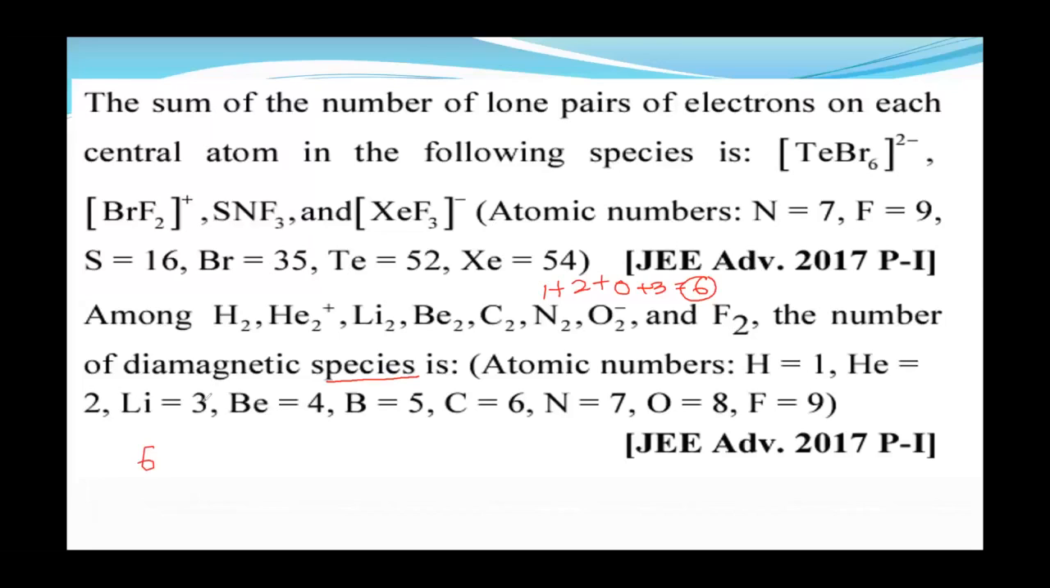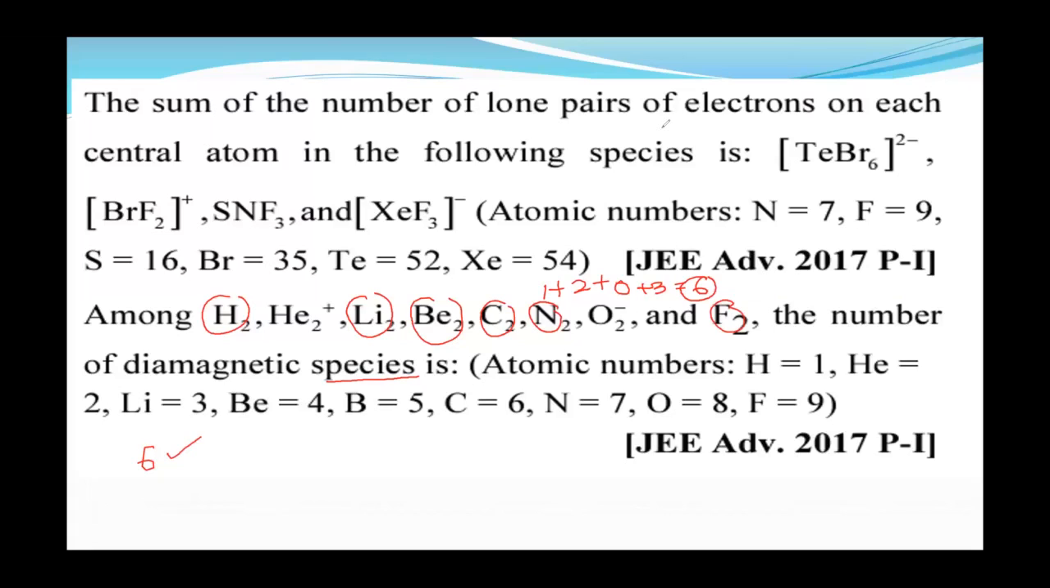We have to identify diamagnetic. Okay. First of all, H2 is diamagnetic. Okay. Li2 is diamagnetic and Be2 is also diamagnetic. Okay. C2 is also diamagnetic and next N2 is also diamagnetic. Total how many? 5 are there. Okay. O2 paramagnetic and F2 is also diamagnetic. So answer will be 6. 3 plus 3, 6. Okay. Is that clear?